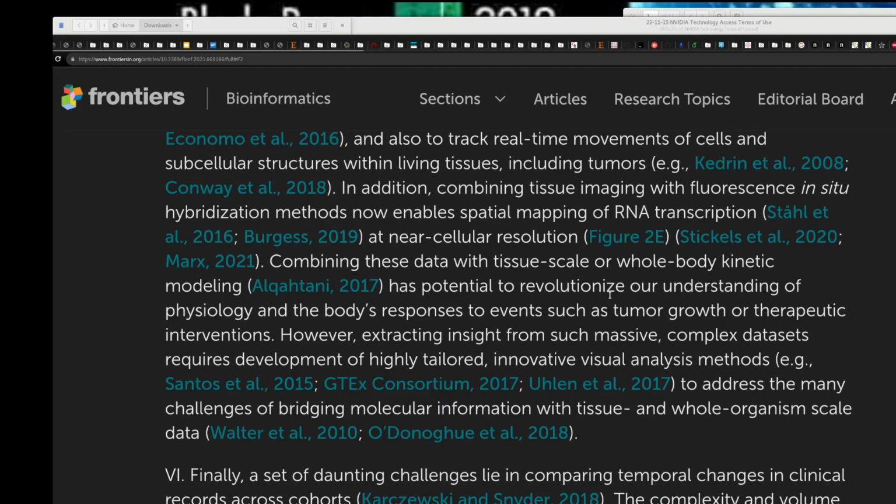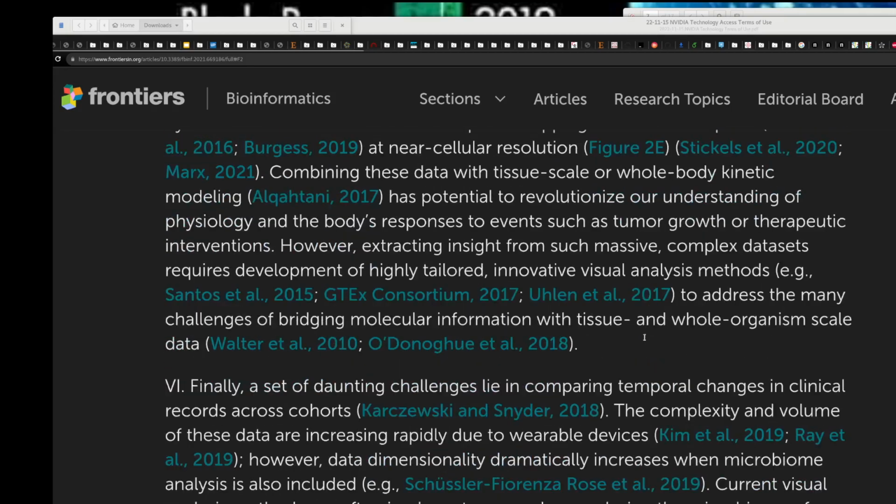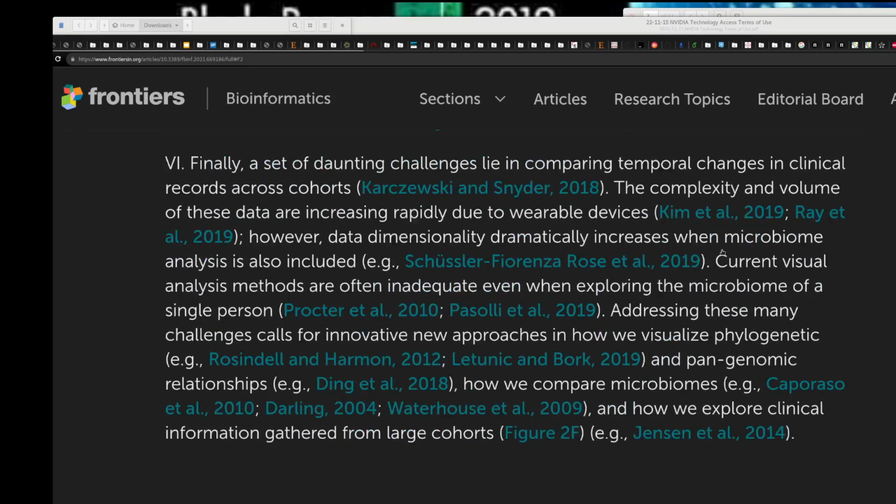Finally, a set of daunting challenges lie in comparing temporal changes in clinical records across cohorts, Kerchevsky and Snyder, 2018. The complexity and volume of these data are increasing rapidly due to wearable devices, Kim et al. 2019, Ray et al. 2019. However, data dimensionality dramatically increases when microbiome analysis is also included. For example, Schussler-Fiorenzo-Rose et al. 2019. Current visual analysis methods are often inadequate, even when exploring the microbiome of a single person, Proctor et al. 2010, Pasoli et al. 2019.